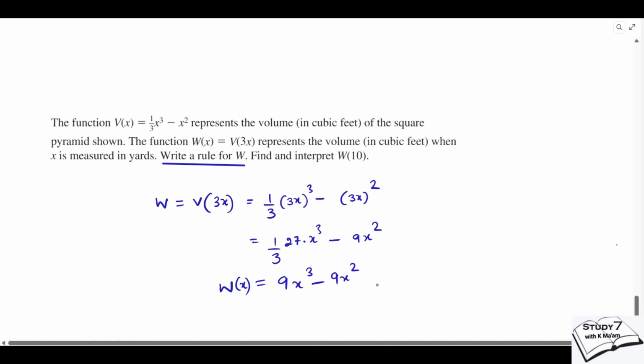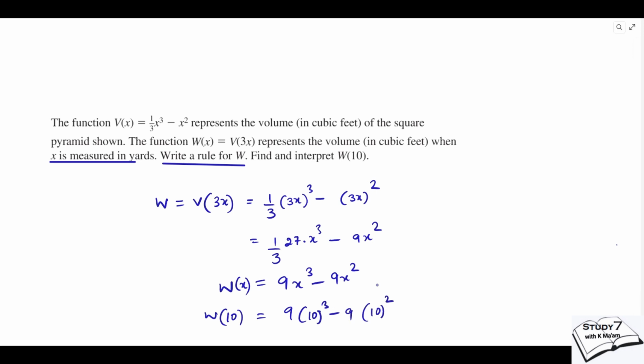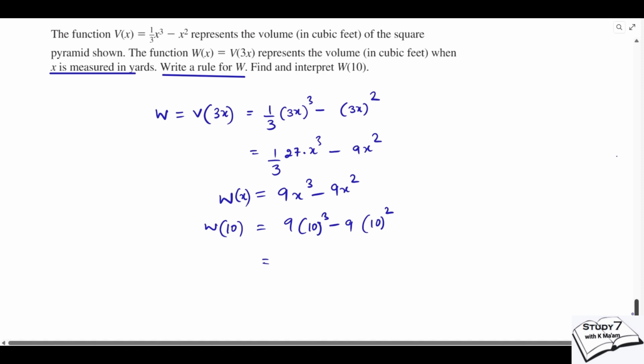Then it says find and interpret W(10). The x is measured in yards. So if I change x with 10, it's 10 cubed minus 9 times 10 squared. It will be 9,000 minus 900. It's 8100. We are getting this.